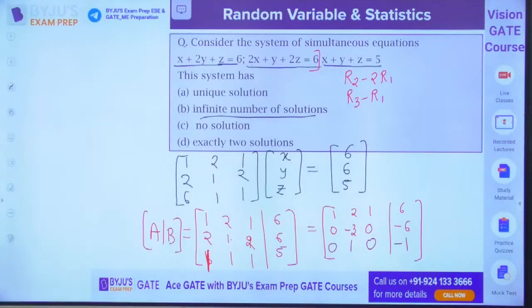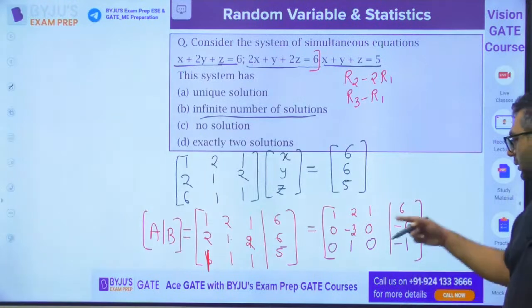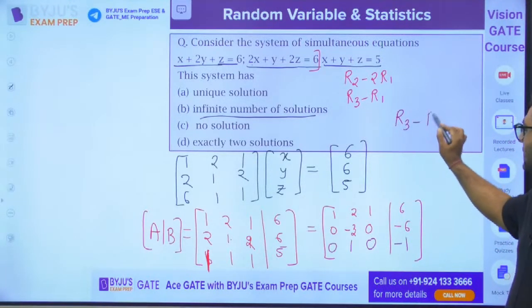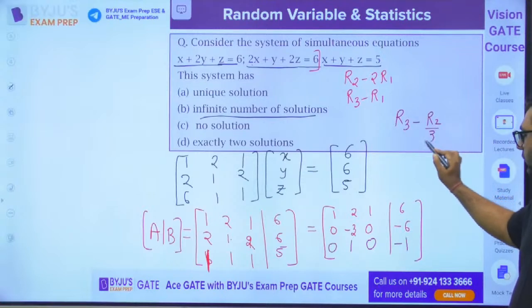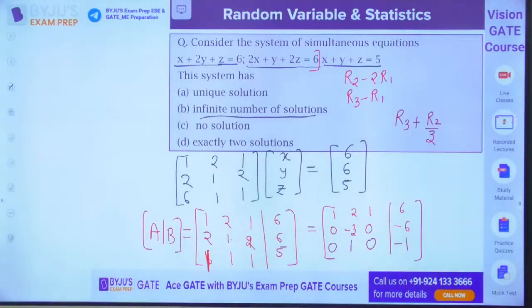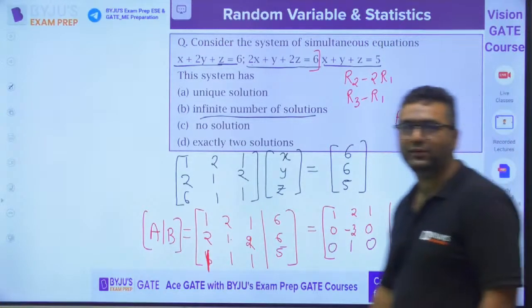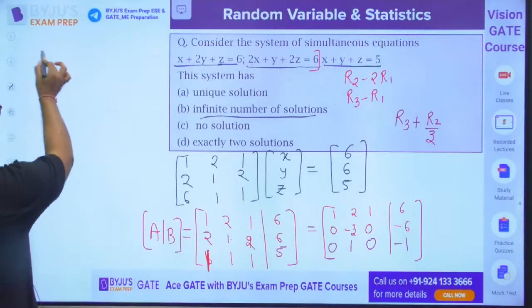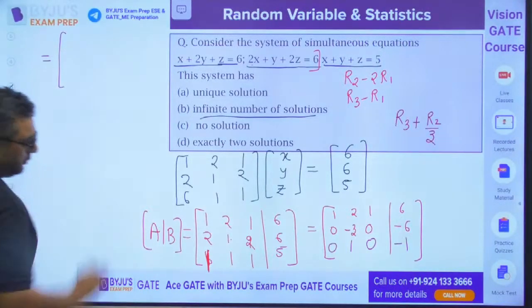So my dear, I feel if we operate R3 minus R2 by 3, R3 minus or plus R2 by 3. So R3 plus R2 by 3. Can we do this? R3 plus R2 by 3. If we do R3 plus R2 by 3, what will we get here?